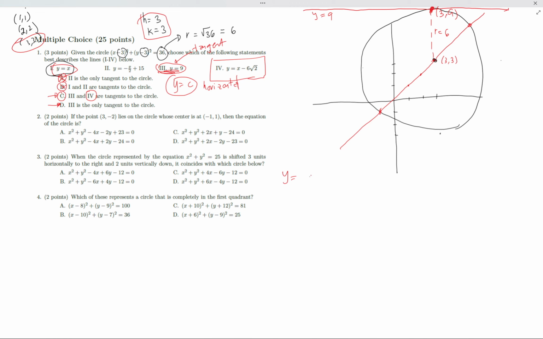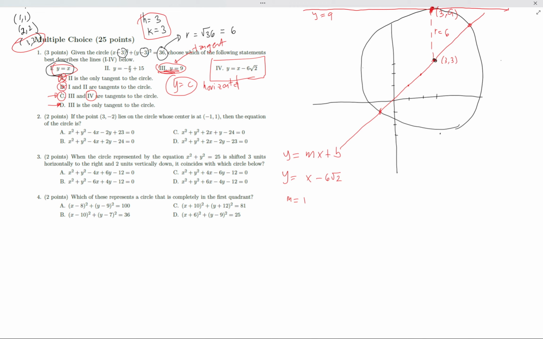So in this case, we have y equal to x minus 6 square root of 2. Let me just perhaps take it outside right there. And then let's see, what can you find here? We know that the slope, this one, is 1. Remember, this line is in the form of a slope-intercept equation. So it follows the format of y equals mx plus b.